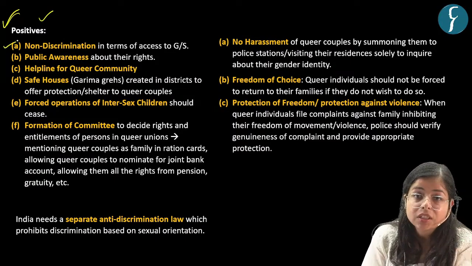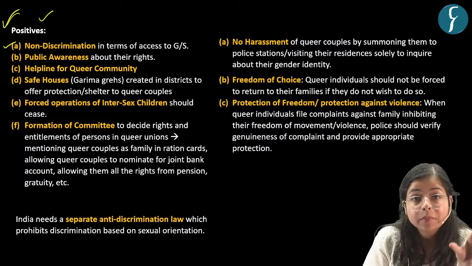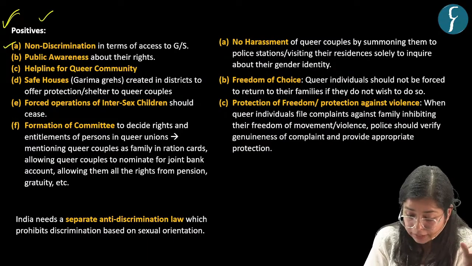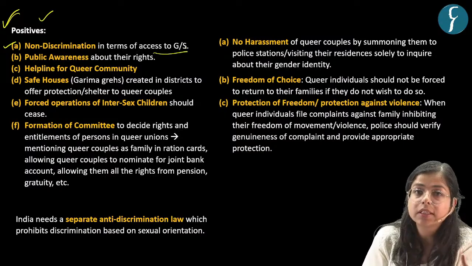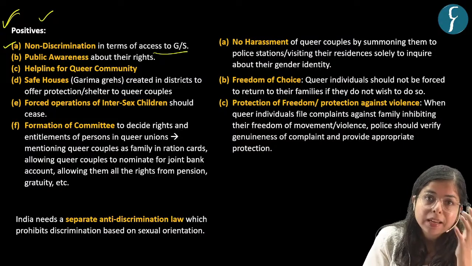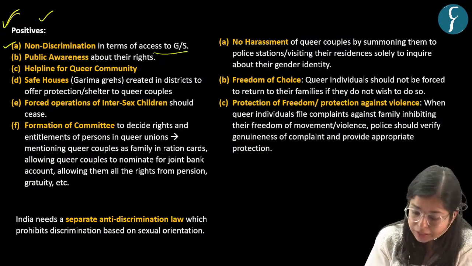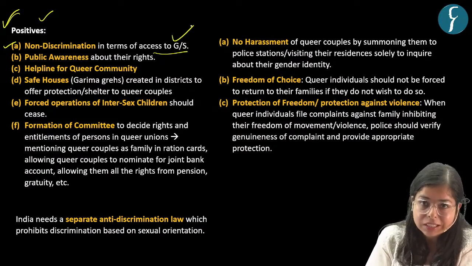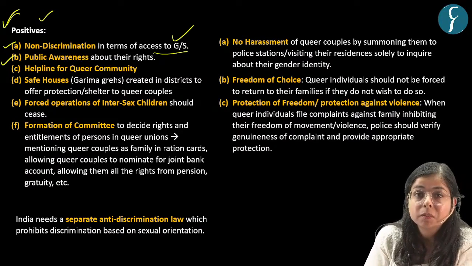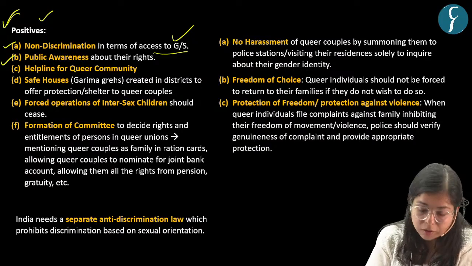The first direction is regarding the non-discrimination of the LGBTQ community in terms of access to goods and services. That is, there shouldn't be any discrimination against this community in their access to goods and services. And this is the directive given by the Supreme Court to the central government and state government.